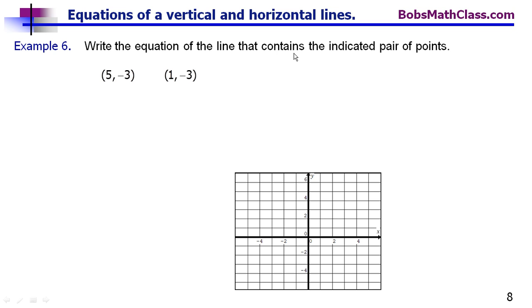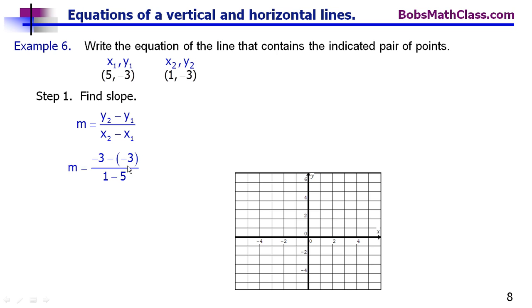Write the equation of the line that contains the indicated pair of points, (5, -3) and (1, -3). Let's do the same thing. Find the slope. You might want to pause and then go ahead and work it out. Okay, so putting in our values, here are 2 negatives, -3 minus another -3, that turns into a plus. So we end up with 0 in the numerator. And if you have 0 in the numerator, it is equal to 0.